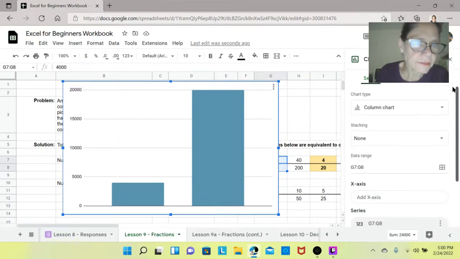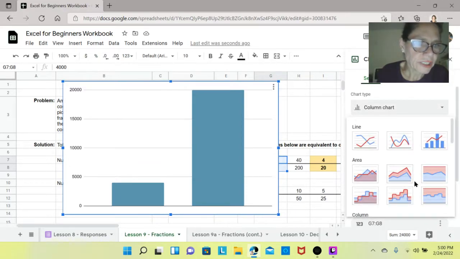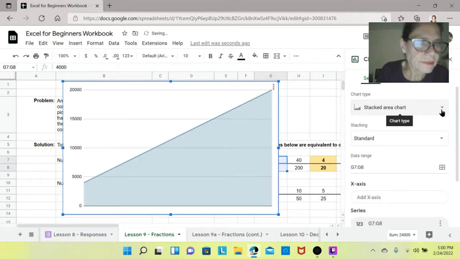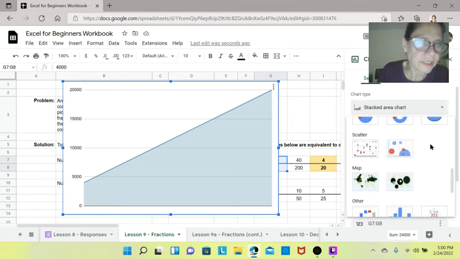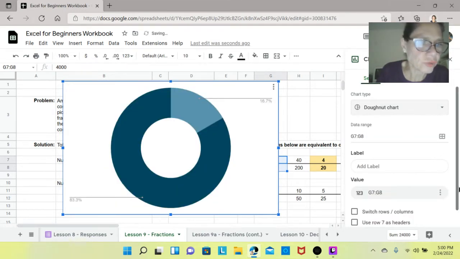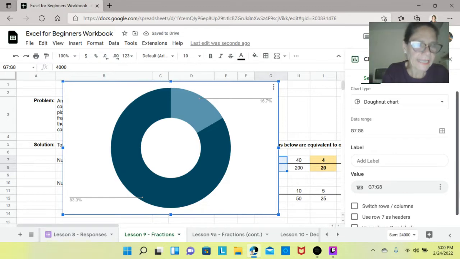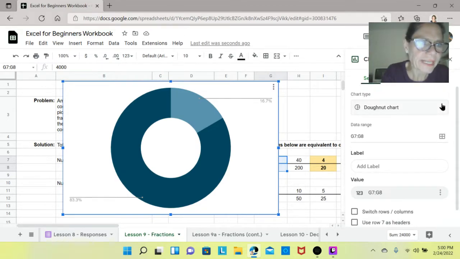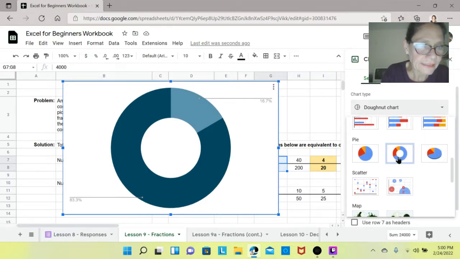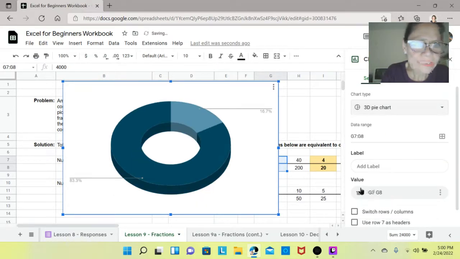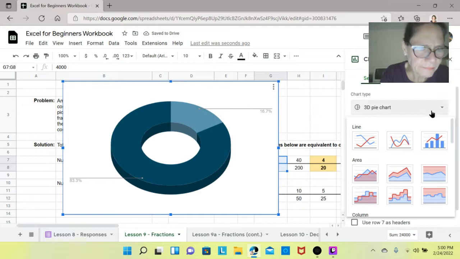Where is the thing? Column chart. Okay. We want to change it to any kind of chart. But I like the pie chart. We have all these choices. We can make it like this, like a donut. You get the idea. I won't keep going. But I like the pie chart, and I actually like that slice coming out of it. That's kind of fun. I'll do this 3D one. Oh, I don't like the donut. How do I get the donut out?